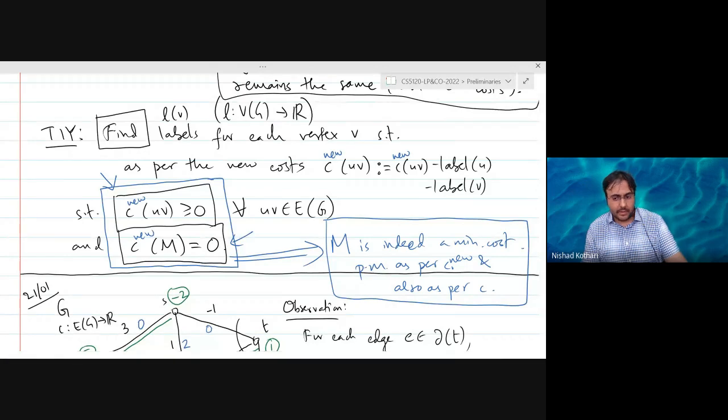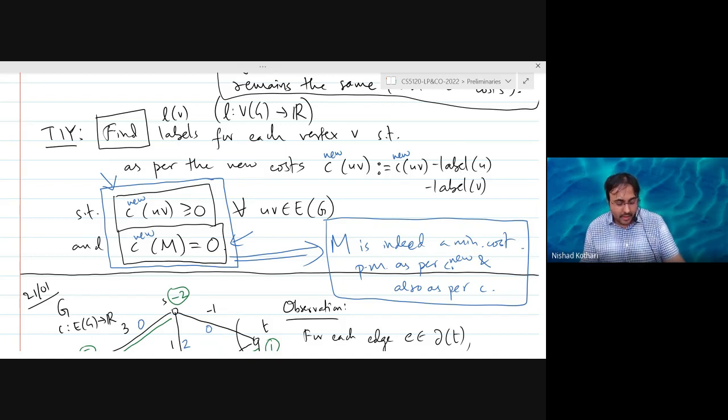Does everybody see why this is true? All the new costs are at least 0. They are all non-negative. So the lowest you can do is actually 0, right? You can't add a bunch of non-negative numbers and get a negative value, right? So the best you can do is 0, and that is what the perfect matching M is achieving.